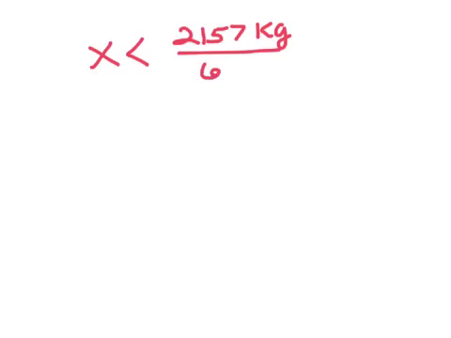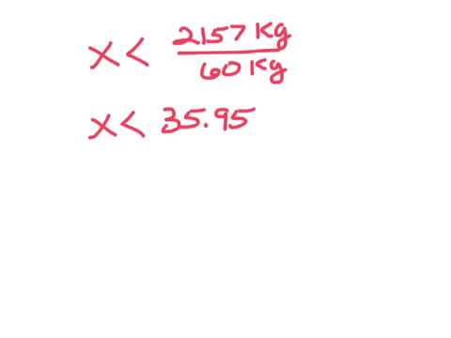Okay, so next, x is less than 2157 kilograms divided by 60 kilograms. X is less than 35.95. Now, here's the deal. X has to be less than 35.95. And remember, you can't have a decimal when you're dealing with a whole item. So like a person, you can't have 0.95 of a person. That doesn't make any sense.